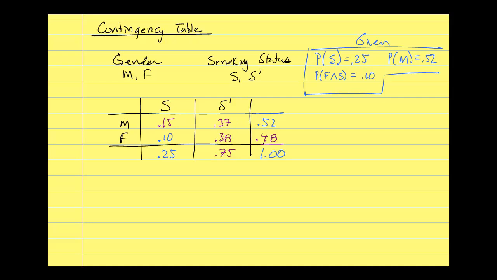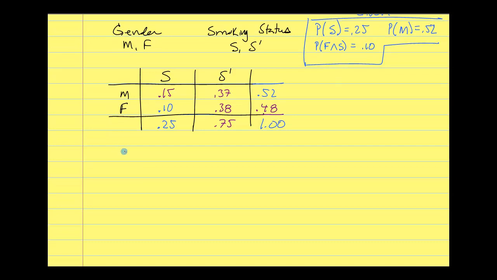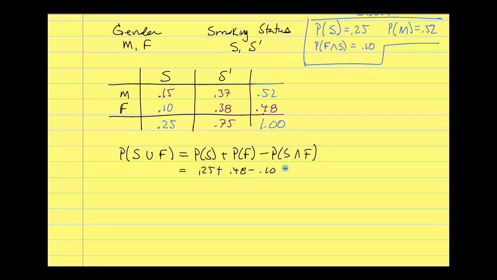Now from here I can also answer all sorts of different probability statements. For instance, the probability of smoker or a female. Well, that's the probability of being a smoker plus the probability of being a female minus the probability of being both a smoker and a female. So the probability of a smoker was 0.25, female was 0.48, probability of both 0.10, and when I sum these probabilities, we get 0.48, 0.58, 0.63, so I get 0.63.